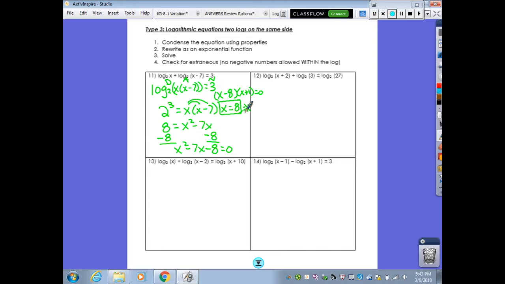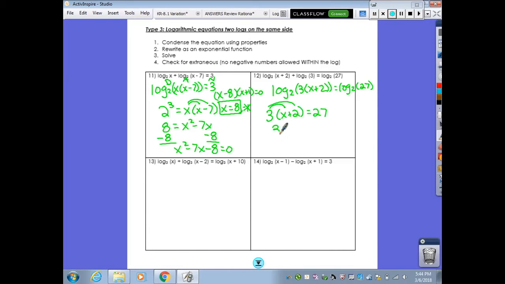Now the next one. Again, we condense it underneath one log. Log base 2 of 3 times x plus 2 is equal to log base 2 of 27. Now that we have the same log on both sides, we simply could just set what's on the inside of the logs equal to each other. So 3 times x plus 2 is equal to 27.